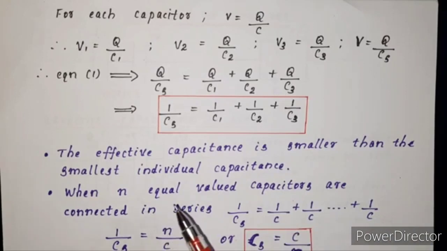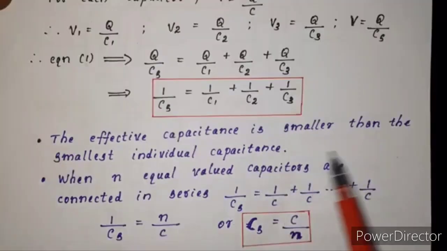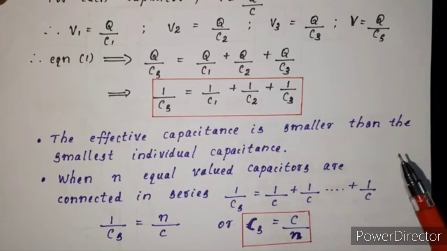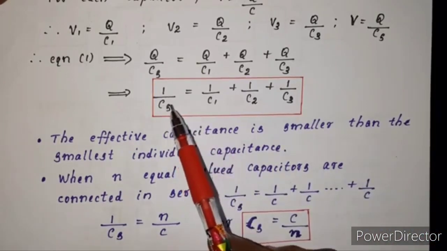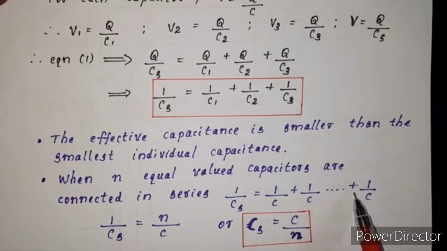And suppose we have n equal valued capacitors. What do you mean by equal valued capacitors? Equal valued capacitors means capacitors of the same capacitance C. Like that we have n of them. So by substituting in this equation, what will it be? 1 by Cs equal to 1 by C plus 1 by C plus etc. plus 1 by C. How many terms will be there in this equation? n terms, since there are n capacitors.